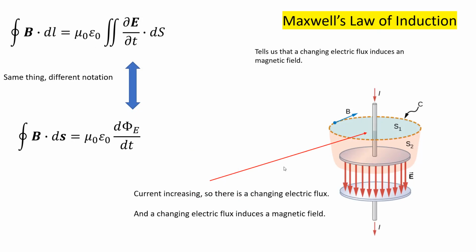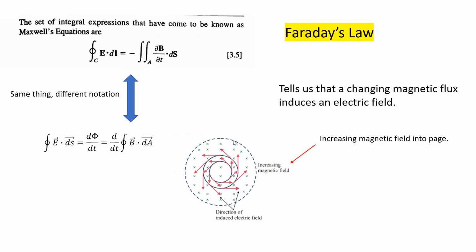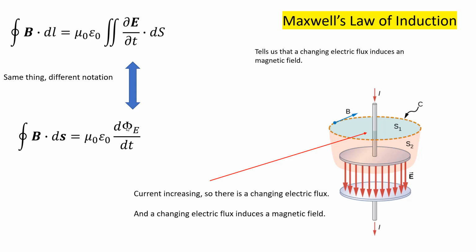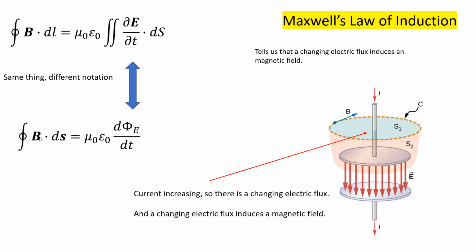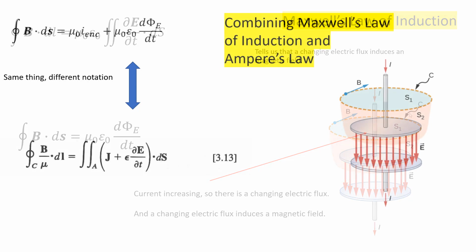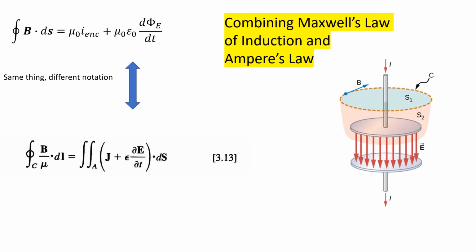Maxwell's law of induction tells us that a change in electric flux induces a magnetic field. So it's just basically Faraday's law, except you replace magnetic flux with electric flux here, and the electric field, which was here in Faraday's law, replace that with the magnetic field. So if you combine Maxwell's law of induction and Ampere's law, you get this.